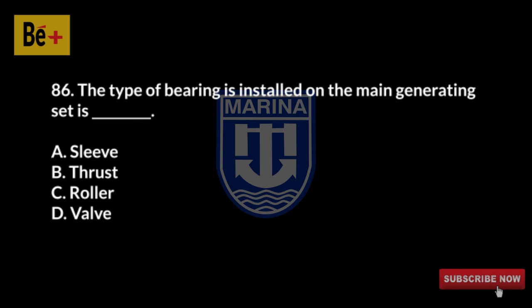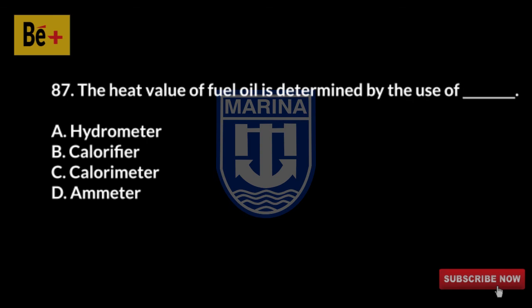The type of bearing installed on the main generating set is A. Sleeve. B. Thrust. C. Roller. D. Valve. The answer is A. Sleeve. The heat value of fuel oil is determined by the use of A. Hydrometer. B. Calorifier. C. Calorimeter. D. Ammeter. The answer is C. Calorimeter.